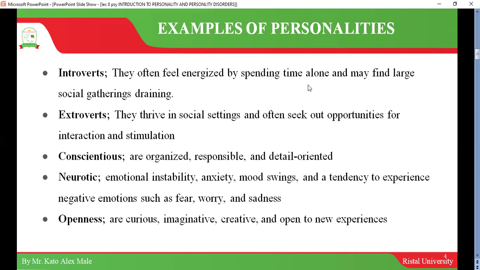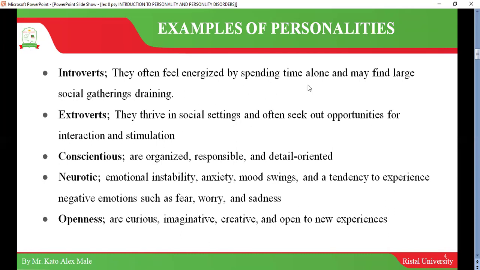Then examples of personalities, we have introverts. These often feel energized by spending time alone and may find large social gatherings draining. In other words, they're not used to being around people. They don't feel comfortable when they're around people, and they're not even open. You get it? They cannot just tell you how they feel. Those are the introverts.